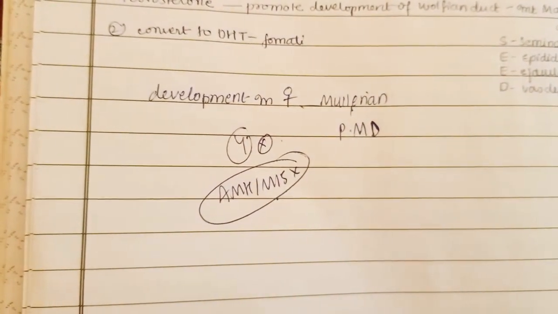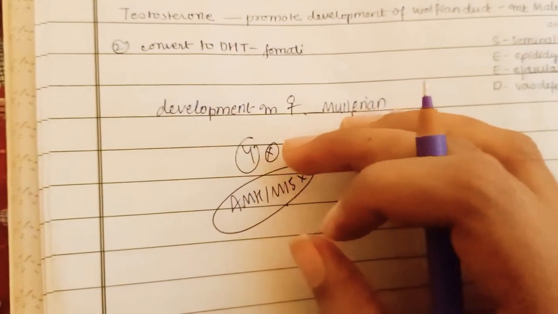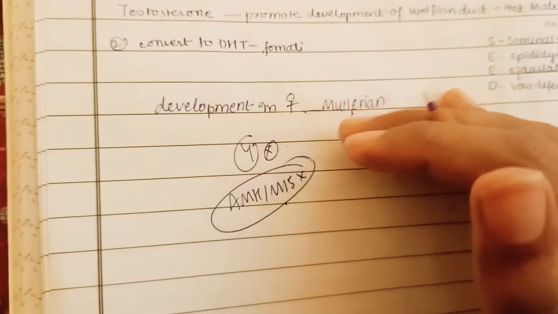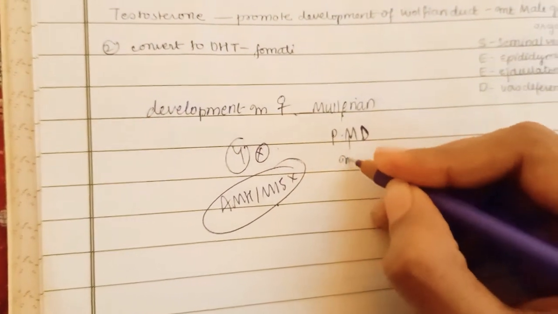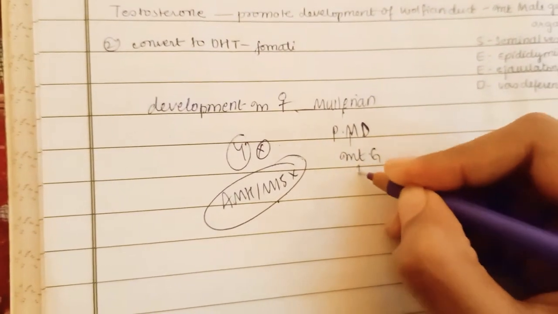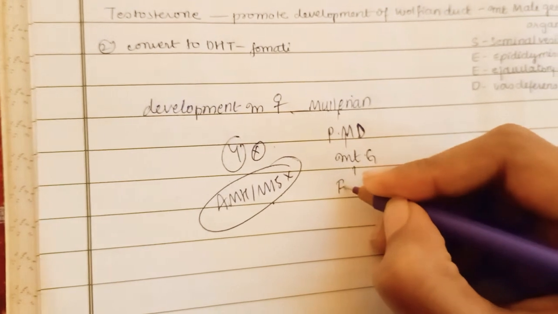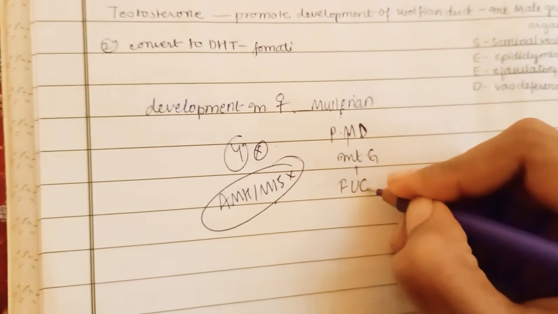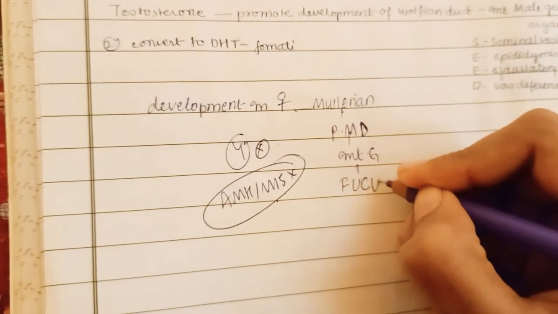So these are required for female. Why are they required? Because they form the internal genitalia of female. So what are the internal genitalia of female? That is fallopian tube, uterus, cervix and upper two-third of vagina.